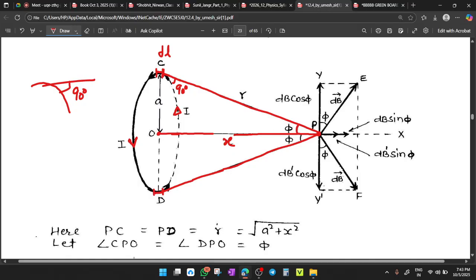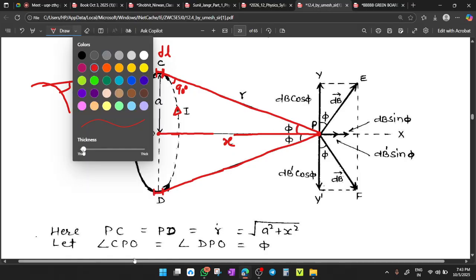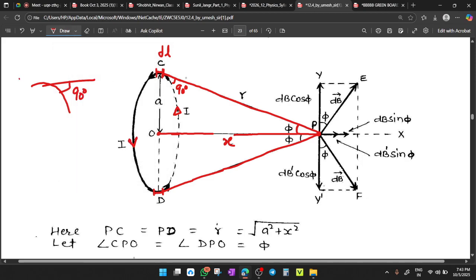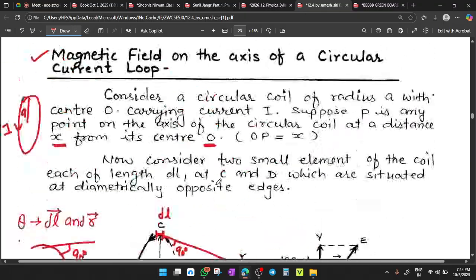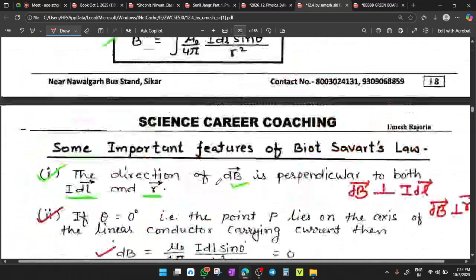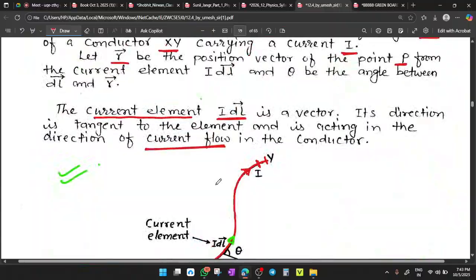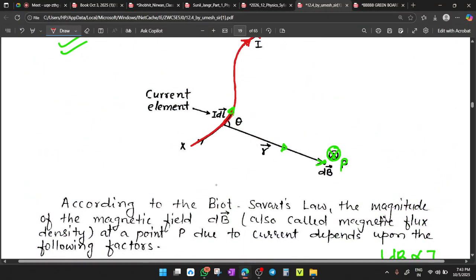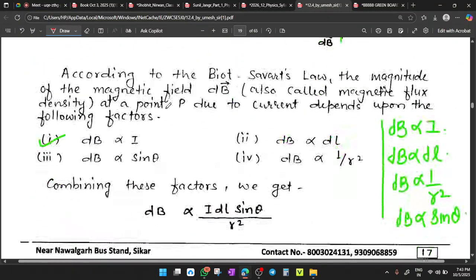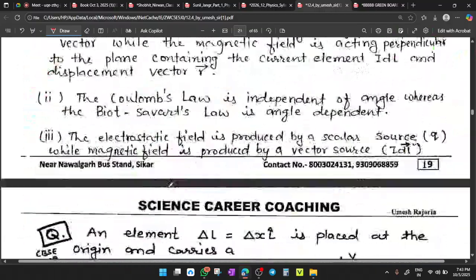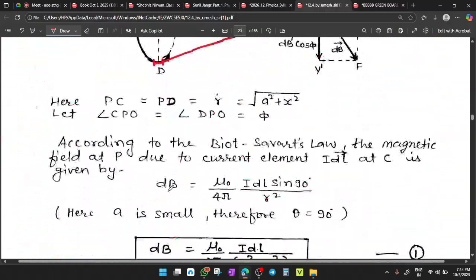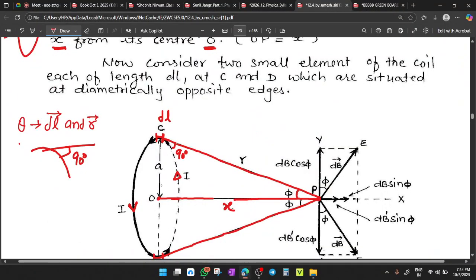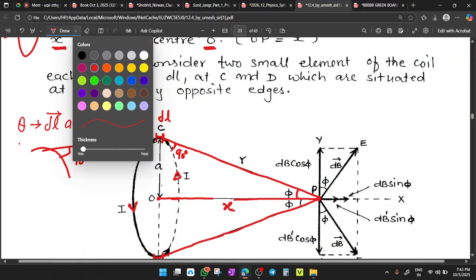So consider both the angles as phi. Why have we taken this angle as phi? Because theta we have reserved for the angle between the dl and r vectors. Theta is the angle between dl and r. Yes or no? Yes. In the derivation, we have considered theta as the angle between the dl vector and the r vector. And here theta becomes how much? 90 degrees, because the tangent is just perpendicular. So here theta is equal to 90 degrees, right?